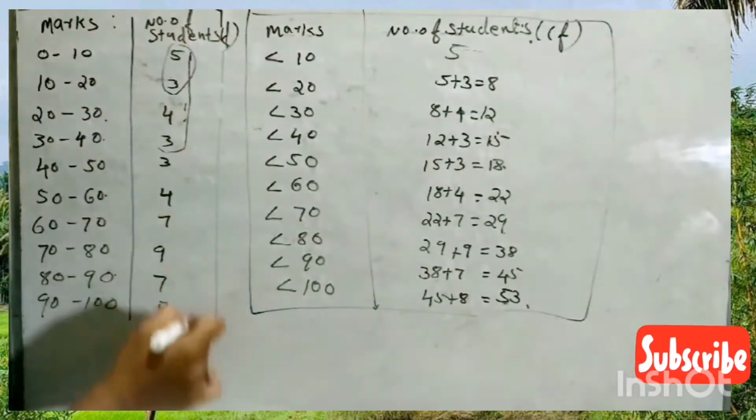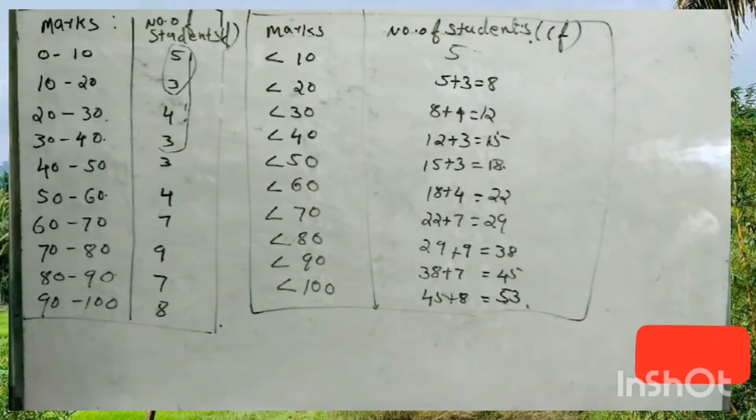Now, how can you find out the first table from the second table? Okay, in second table we have the cumulative frequencies. Okay, but in first table we have the frequencies. In some questions they will give the less than table and they will ask us to find out the median. If you want to find out the median, we need to get the first table. Okay, so how can you find it? That I am going to explain.